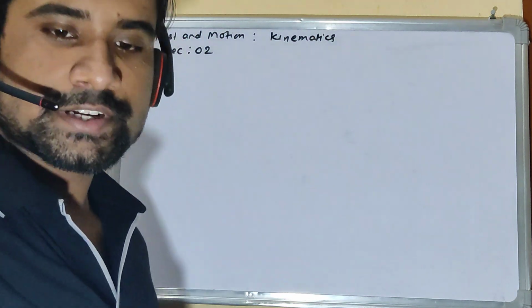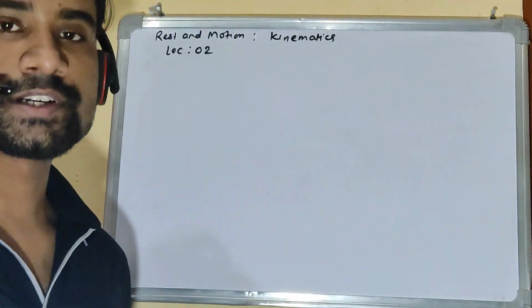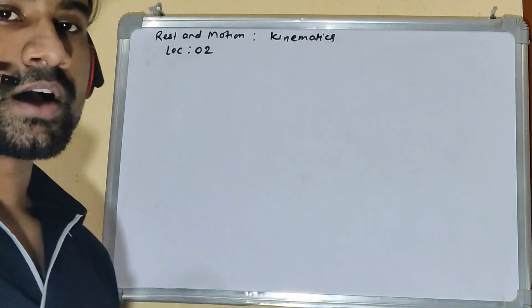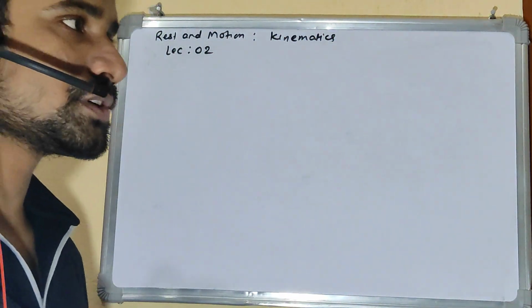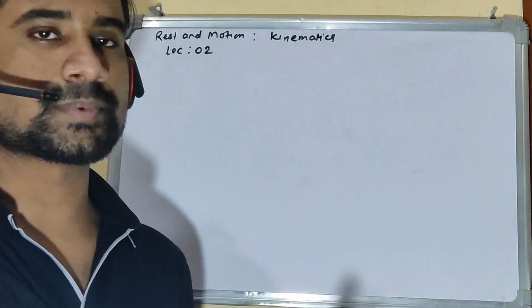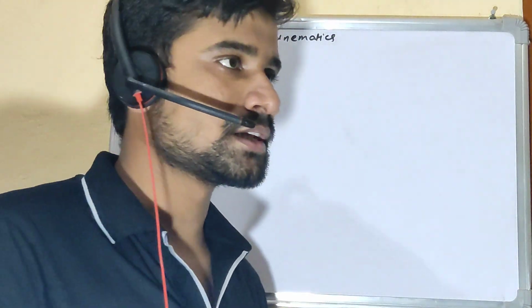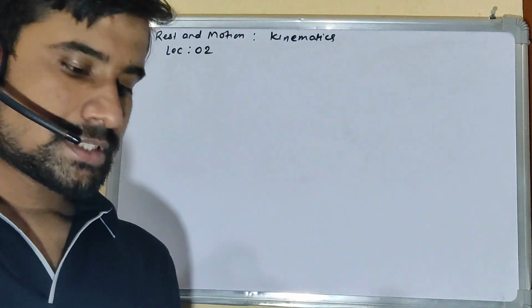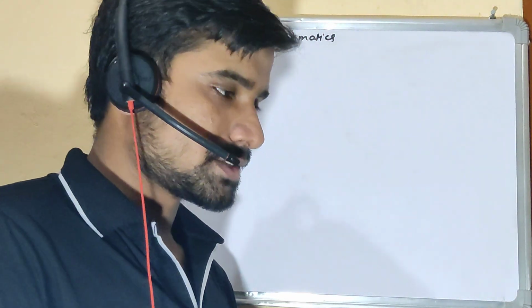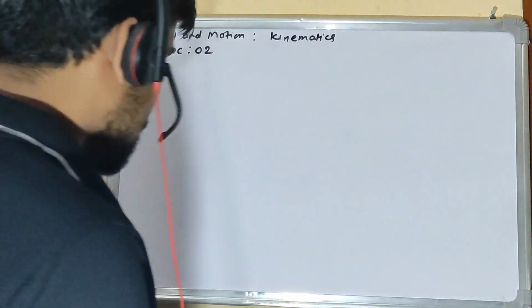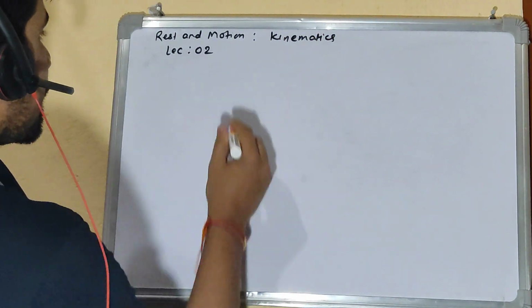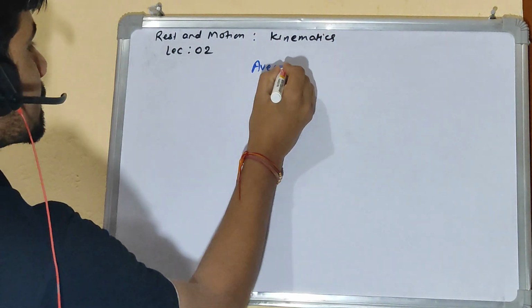So in the last lecture, we discussed kinematics, what is rest, what is motion, and how these terms are relative to each other. And then we also discussed some of the scalar and vector quantities in terms of distance and displacement, speed, velocity, acceleration. And we also discussed what is average and instantaneous speed, right? Let's discuss what is average and instantaneous velocity.